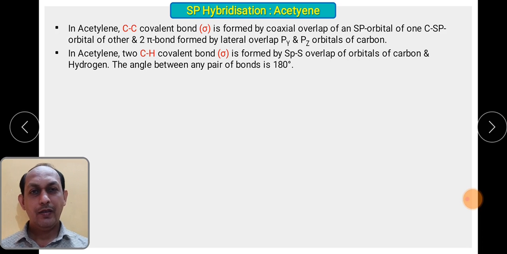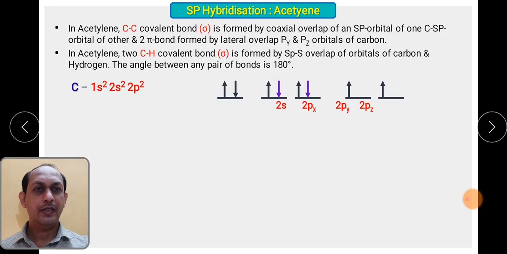Okay, and the single bonds which are present are formed by overlap of sp and s orbitals of carbon and hydrogen. So you can see the bond angle is 180 degrees. Let us see what the hybridization is. In the case of the hybridized carbon, as the central atom, it has the configuration 1s2, 2s2, 2p2.